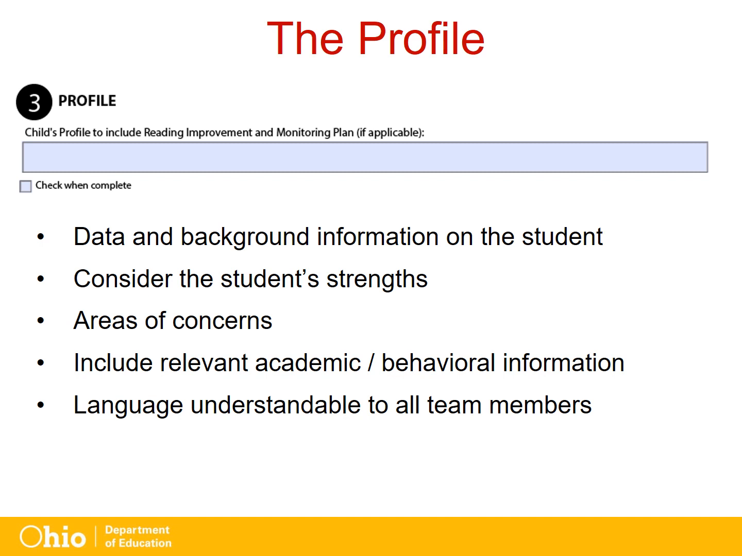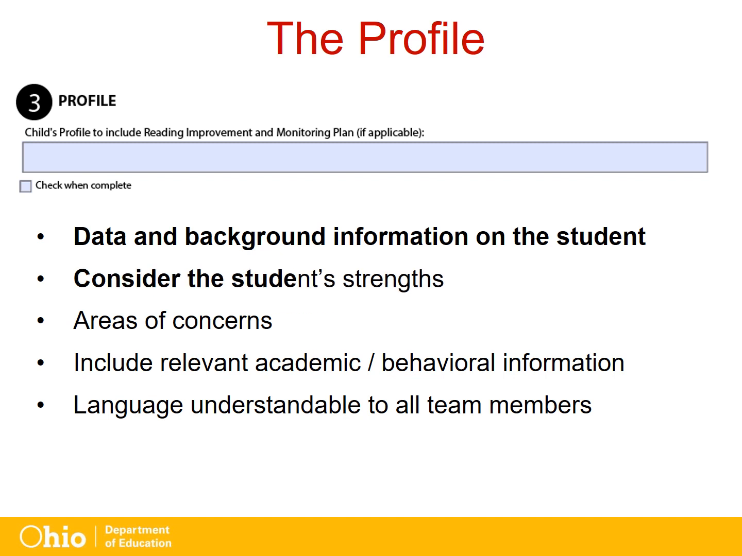Section 3 contains the student's profile. The IEP team provides background information on the student. Information might include statewide assessment data, data collected through a Reading Improvement and Monitoring Plan, a RIMP, if applicable, and other information about the student that the team thinks is necessary and important for all parties involved in the IEP to know. The IEP team should consider strengths of the student, areas of concern, and instructional strategies that have been successful.